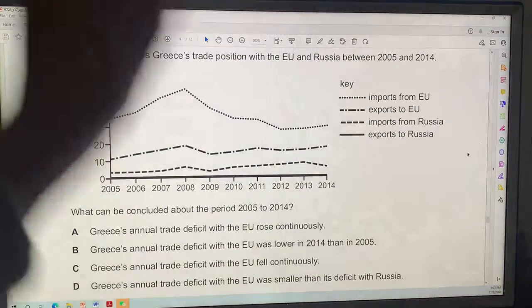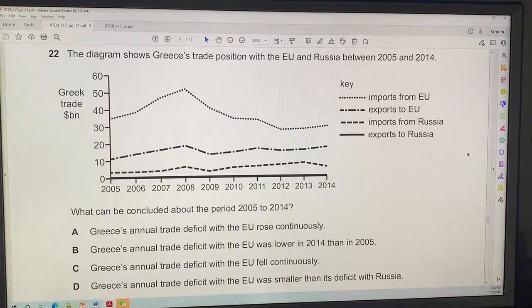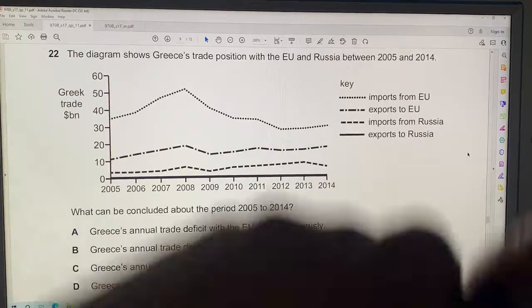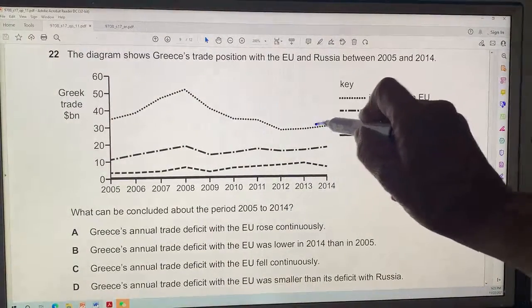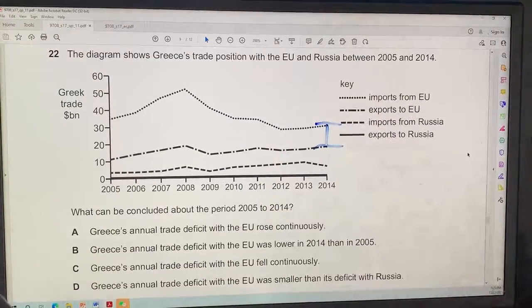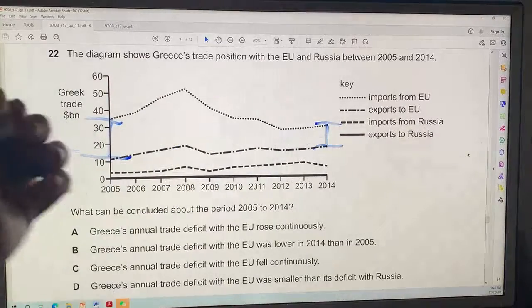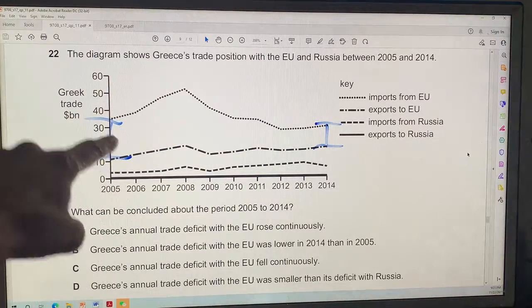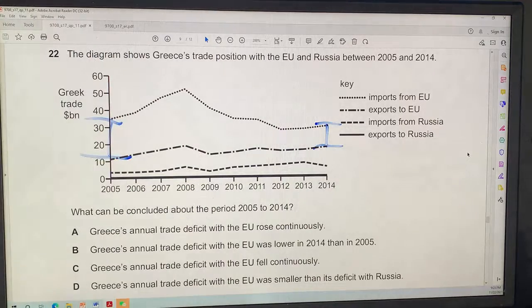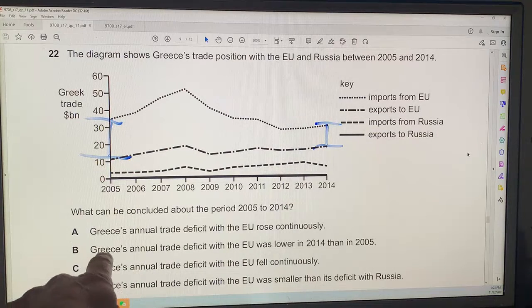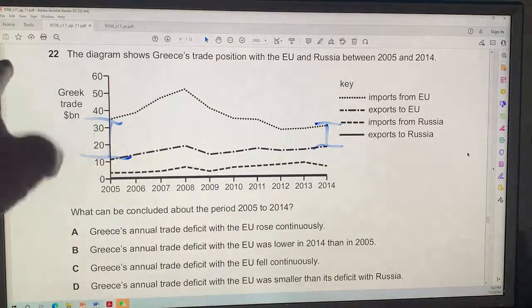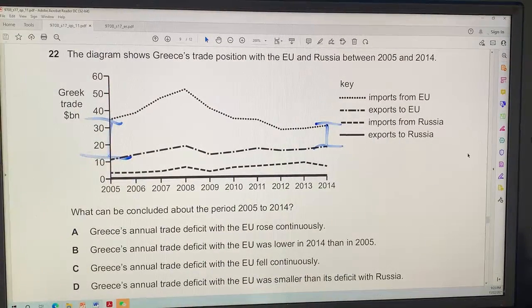22. Greece's annual trade deficit with the EU was lower in 2014 than in 2005. Yes. Wow. Hey, maybe the answer is B. Yes, this distance is smaller than this distance. And if you want numbers, then this is about 12 to 35. And this one looks like about 15 to 30. So, wow, yes. So actually Greece's annual trade deficit with the EU was lower in 2014 than 2005.